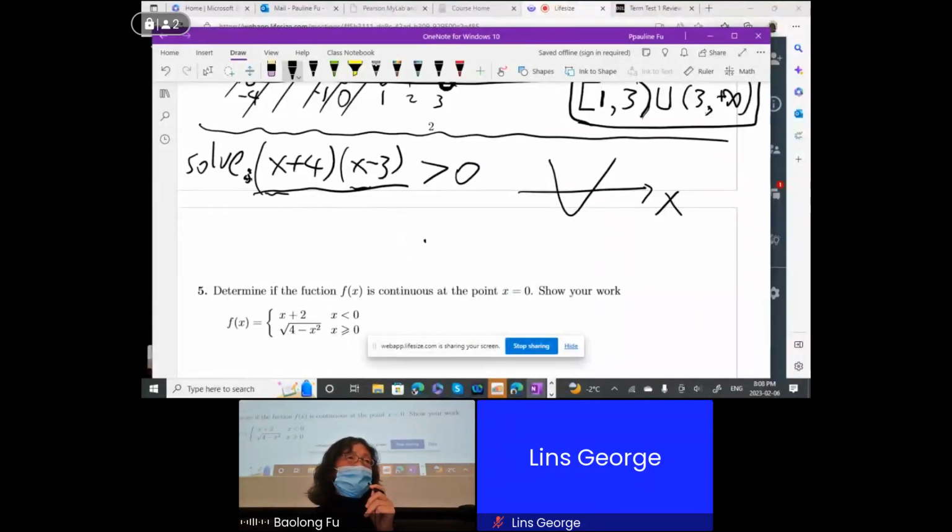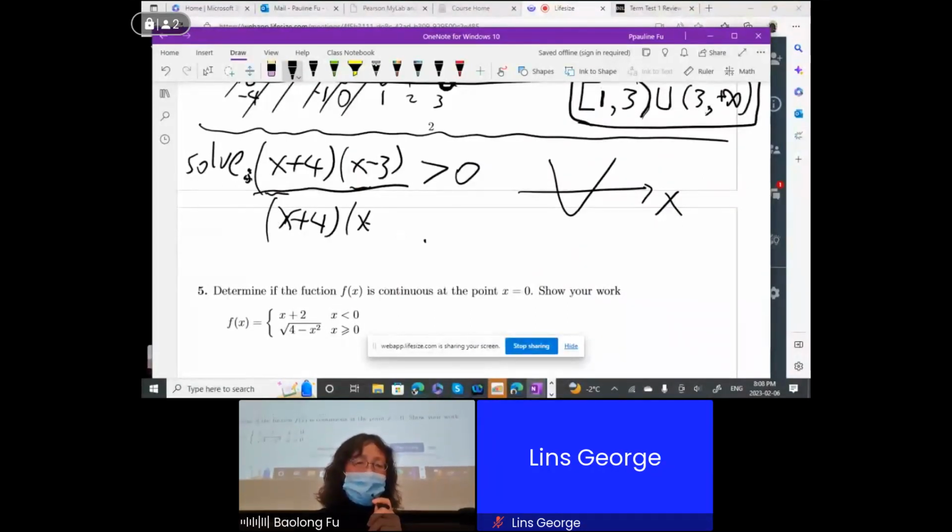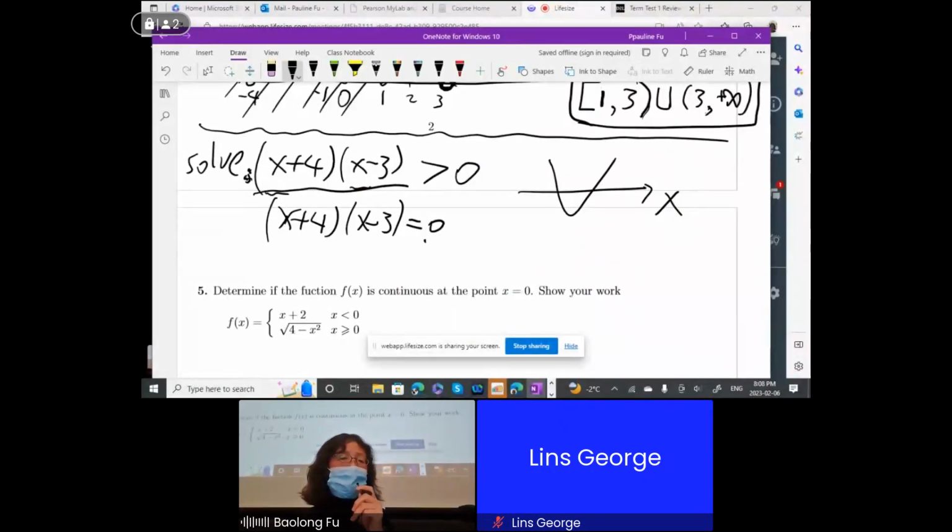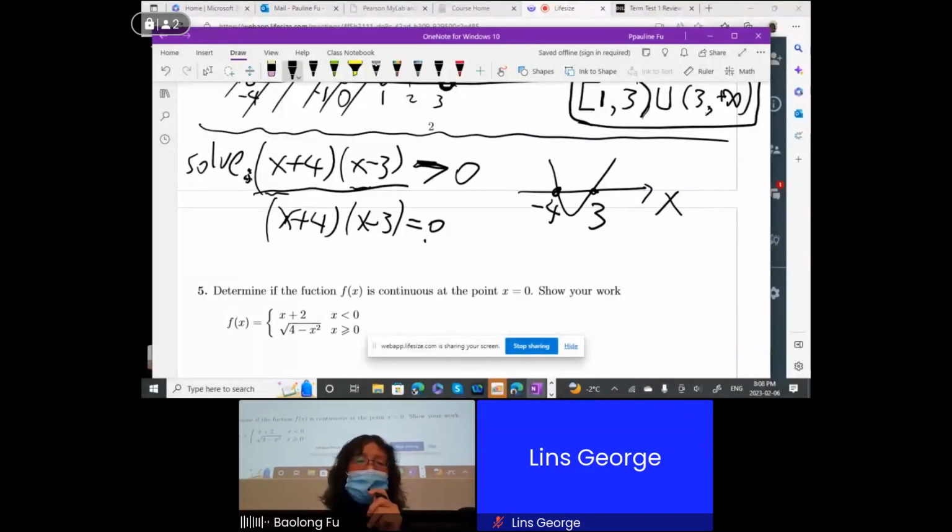Second, identify the roots of the quadratic equation. If you let this quadratic equal to 0, what you get is x equal to -4 and x equal to +3. Question so far? And now, the question asks you to solve for greater than 0, not equal to 0. The question asks you, which part is greater than 0? Look at the graph. Directly look at the graph.